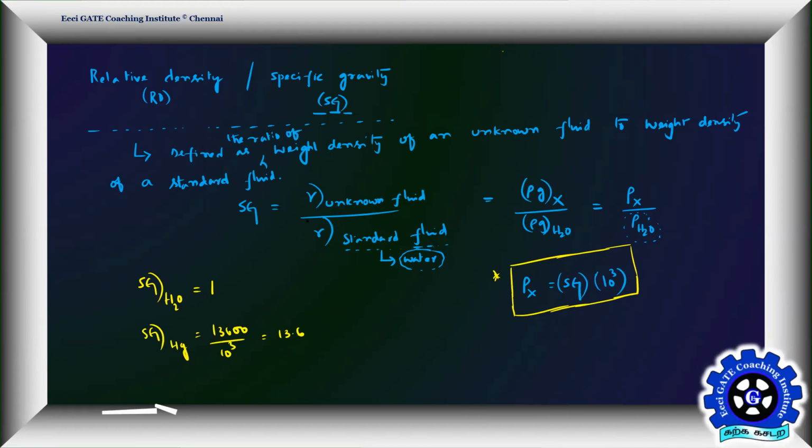Please be careful. The numerator and denominator have gammas. There is no extra term. Therefore, SG doesn't have any units. That's very, very important. Don't use any units to describe SG. No units. If you go for air, SG of air is 1 divided by 1000. Like that, you can define SG for any fluid. Any questions up to now? Any doubt?